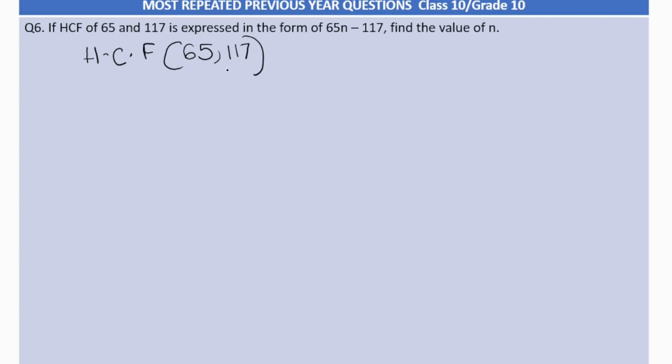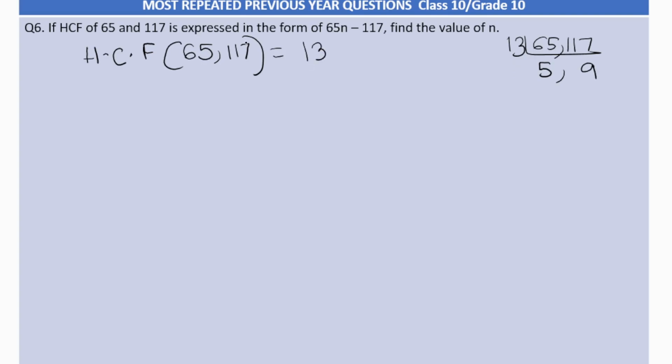So first we'll find the HCF. What will be the HCF of 65 and 117? It's very clear. If you take the HCF, it will come as 13. 13 5s are 65 and 13 9s are 117. So 13 will be the HCF.